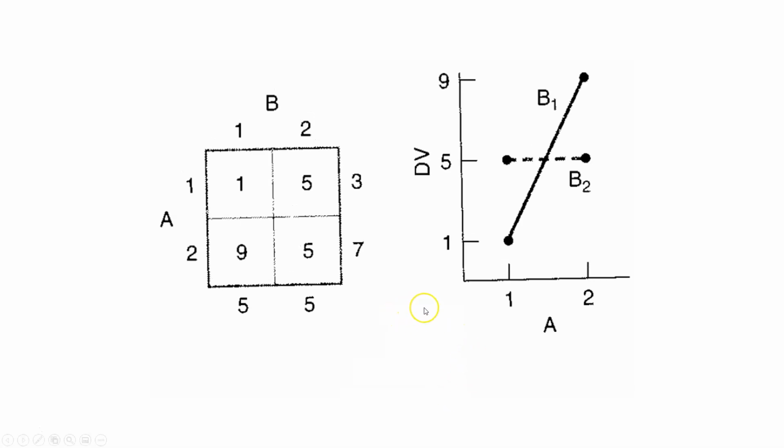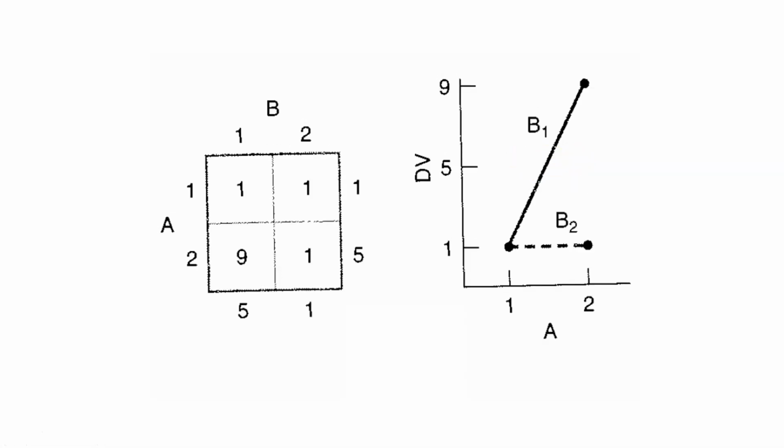What about here? Main effect of A, main effect of B, interaction. Hopefully you figured out that there is a main effect of A. Those are different. There's not a main effect of B. Those are the same. And there is an interaction because those lines cross. They're not parallel with each other. They're perpendicular, or relatively perpendicular.